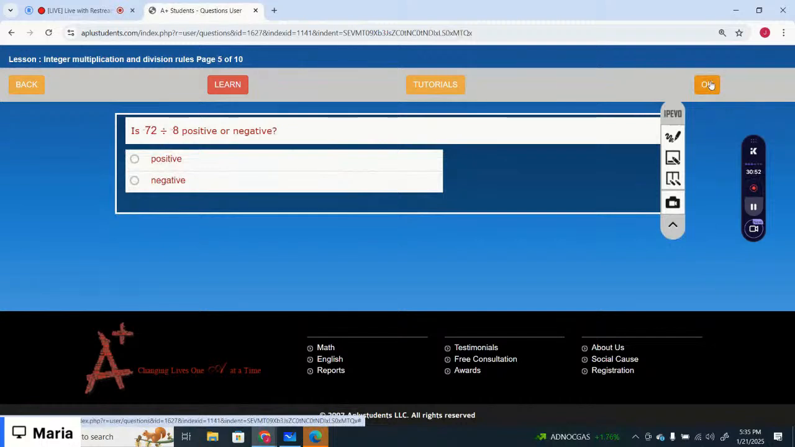Is negative 72 divided by negative 8 positive or negative? So both the numbers have exactly the same sign, right? So the answer must be positive. Option number 1 is the correct option.